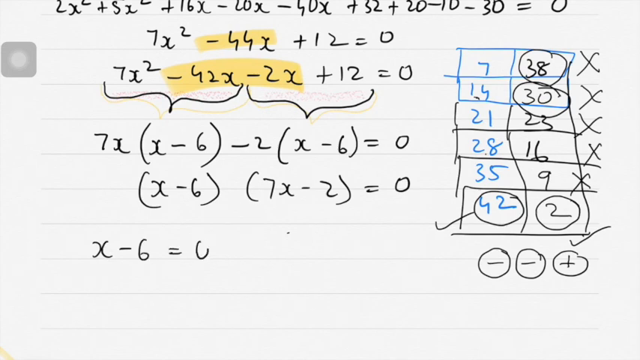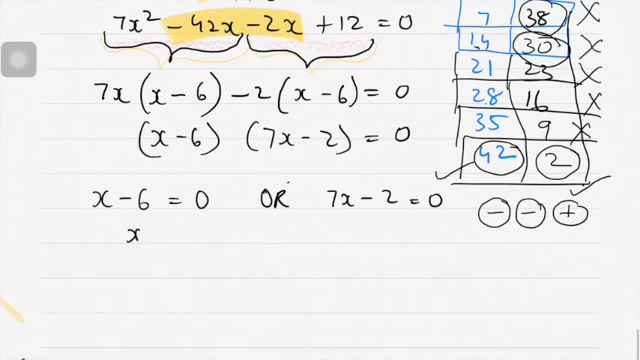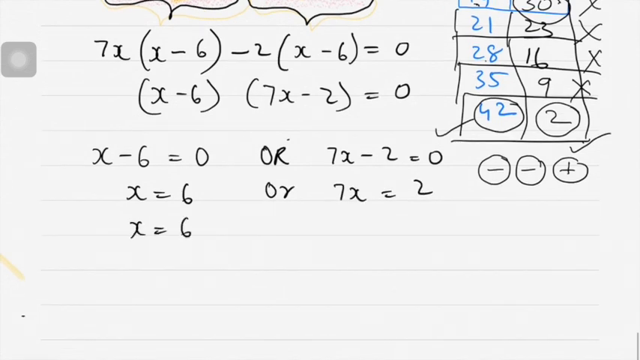Then that means x minus 6 is equal to 0 or 7x minus 2 is equal to 0. So x is equal to 6 or 7x is equal to 2, x is equal to 2 by 7. So this is the answer: x is equal to 6 or x is equal to 2 by 7.